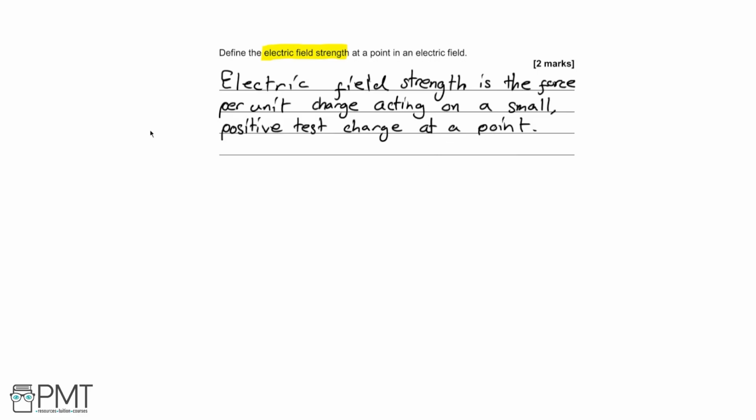In this question, we got 1 mark for saying that it was the force per unit charge, and we got 1 mark for saying that it acts on a positive test charge. So the keyword being positive. This is important because if it was a negative test charge, then it would mean that all the electric field lines would be the other way around.